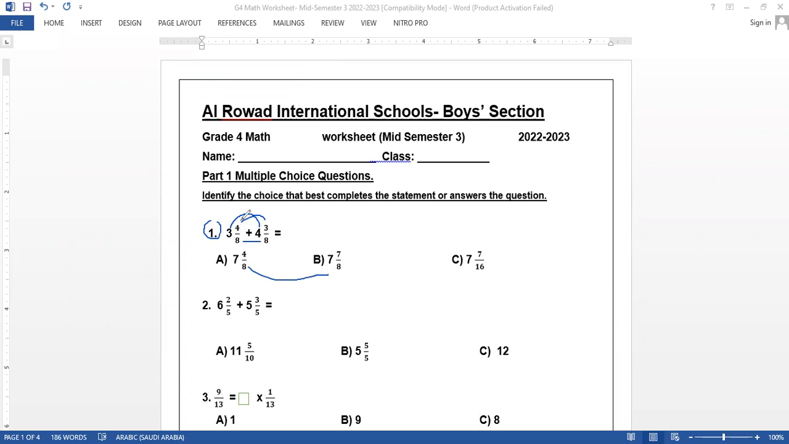We need to add the numerators. 4 plus 3 equals 7. So 7 over 8 is the fraction part. The whole part is 3 plus 4 equals 7. So the answer is B, 7 over 8.